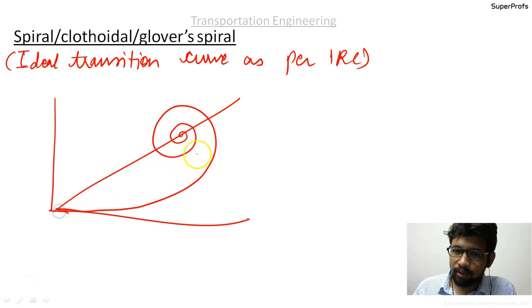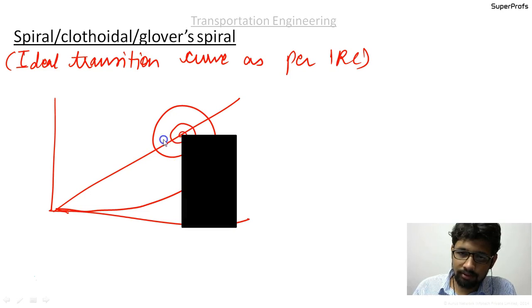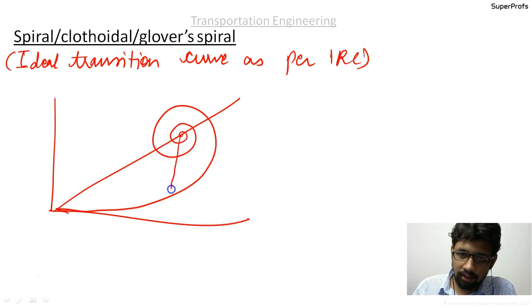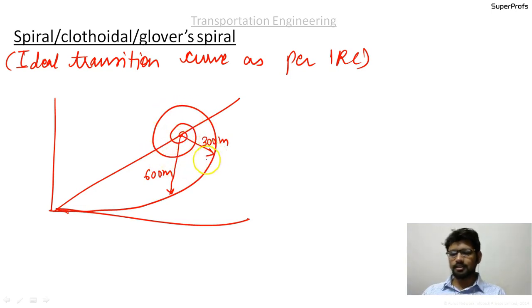It is not proper, but the lesson you should take from here is that at this point the radius is 600 meters, and here the radius is 300 meters. I hope you understood how the transition is taking place. Here 600 meters, 300 meters is the radius. You go in and in and in, the radius goes on decreasing.